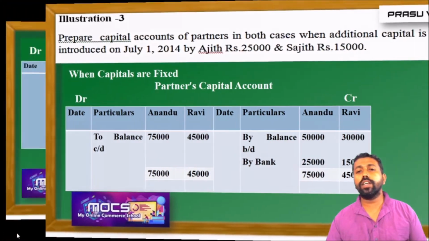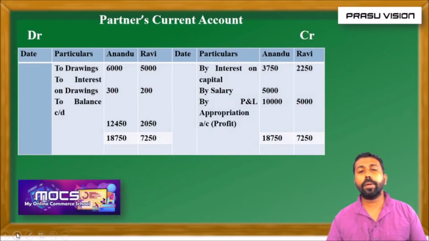So, we are going to look at how to prepare the partners' current account. It will start on the debit side with the amount of drawings 6,000 and 5,000 as per the previous problem, and interest on drawings 300 and 200. But there is a slight change. Here the interest on capital.